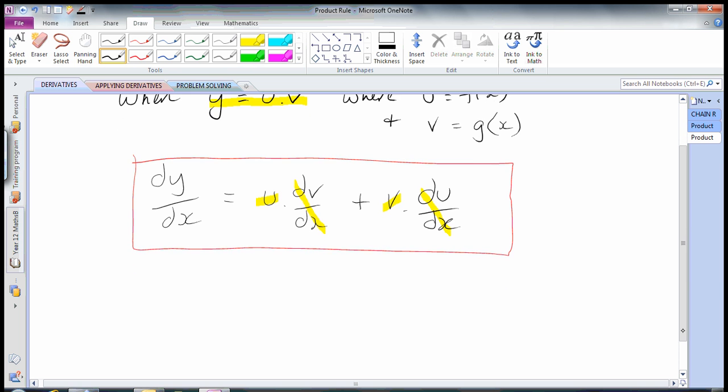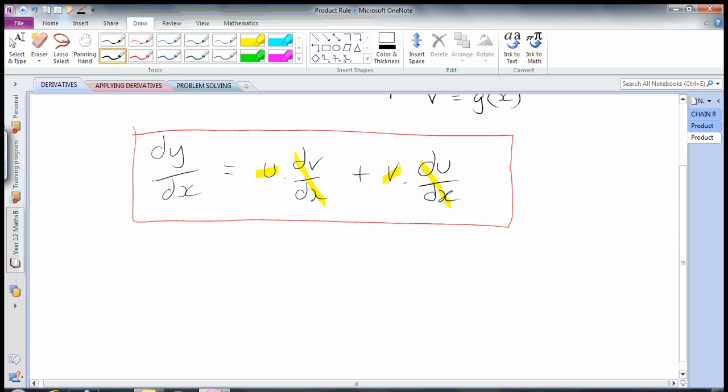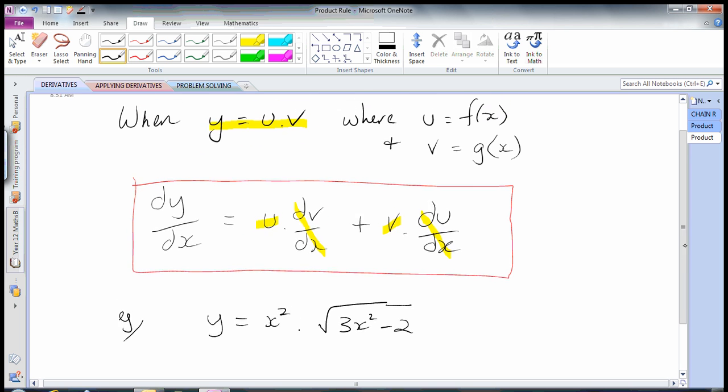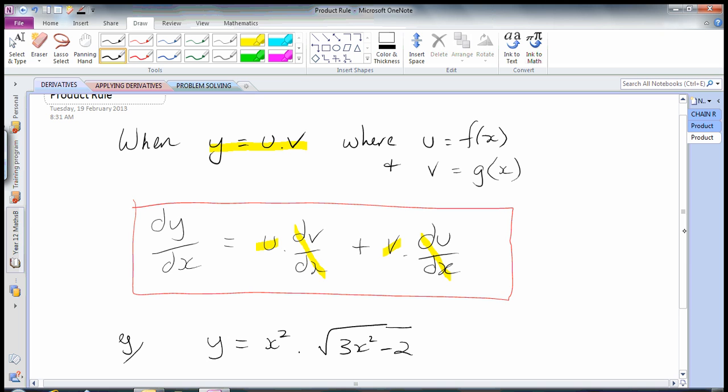So let's have a look at a bit of an example. I'll just get a clean page happening here. We'll use the function y equals x squared multiplied by the square root of 3x squared minus 2. So we've got our function there, and our product rule says that we need to be able to clearly see those two parts separated only by a multiplication sign.